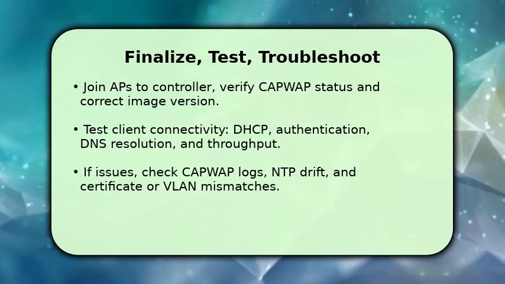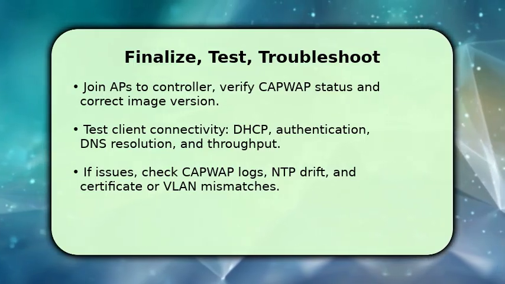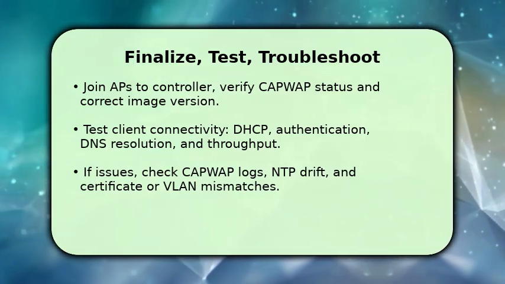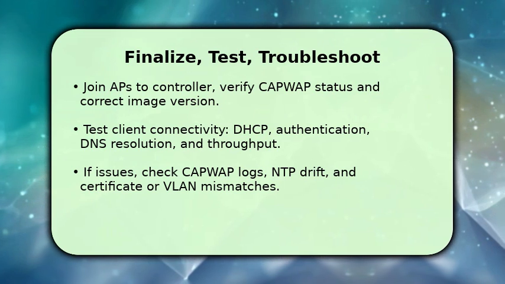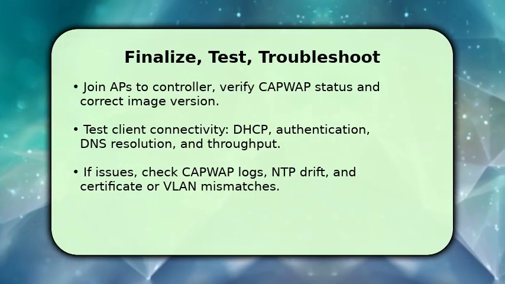If something goes wrong, focus troubleshooting on CAPWAP logs, NTP time skew, certificate errors, and VLAN mismatches between switch trunks and WLC mappings. Those are the most common causes of AP or client failures.